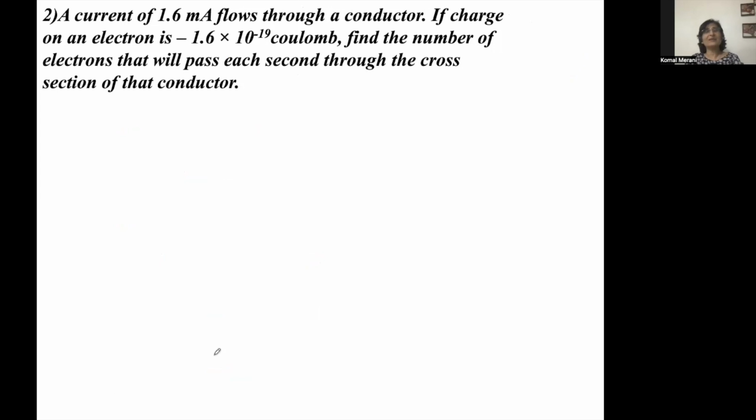You can take up the other sum as DIY. I'm sure you'll be able to do it. You have been given the current in milliamperes. You have been given the charge on an electron. You have to find N. So all the best. I'm sure you'll be able to do it. And I hope the concept of current has been understood by you. Thank you.